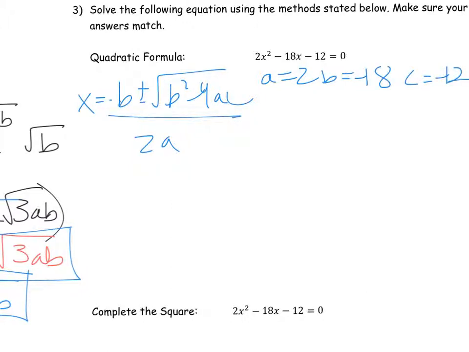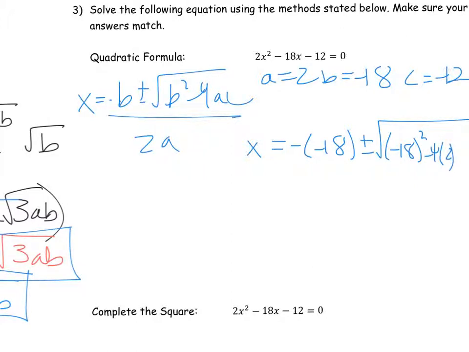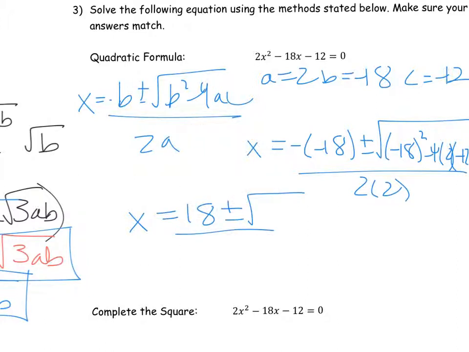So we're going to plug that into the formula. x is equal to negative b plus or minus the square root, and under there I'm going to have b squared minus 4 times 2 times negative 12, all over 2 times 2. So let's see how this goes. x equals 18 plus or minus something over 4.